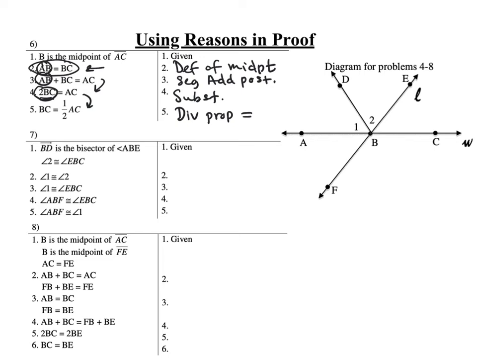Number 7. BD is the bisector of angle ABE. Angle 2 is congruent to angle EBC. So we have angle 1 congruent to angle 2. Notice how BD is the bisector. We need something that has a hypothesis that we have a bisector and concludes that we have congruent angles. That's the definition of angle bisector. Now somehow they replaced angle 2 with EBC. Angle 2 got replaced in step 2 and became angle ABC. That was substitution.